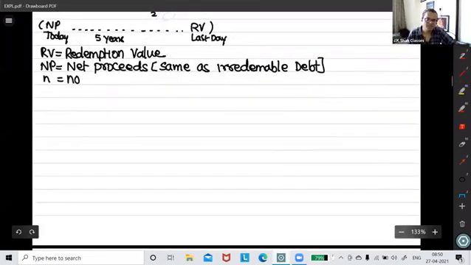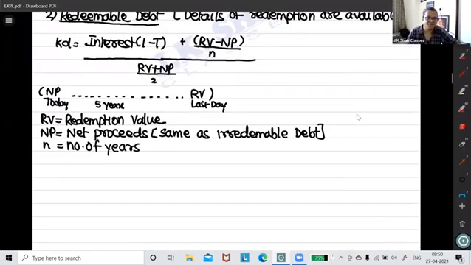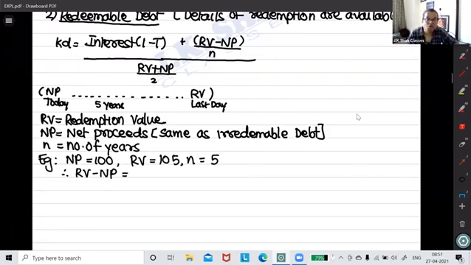N, number of years. Okay, friends. Now understand. Just let me give one more example for this. Suppose net proceeds are 100. Redemption value, say 105, and N is 5. That's why RV minus NP would be how much? 105 minus 100.